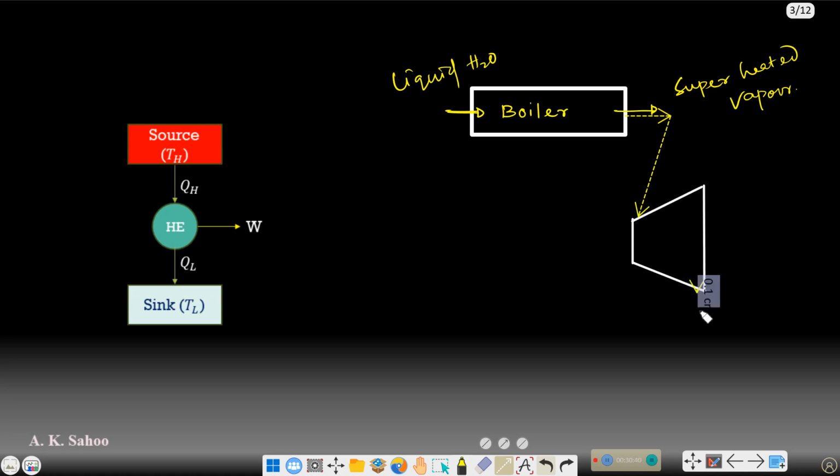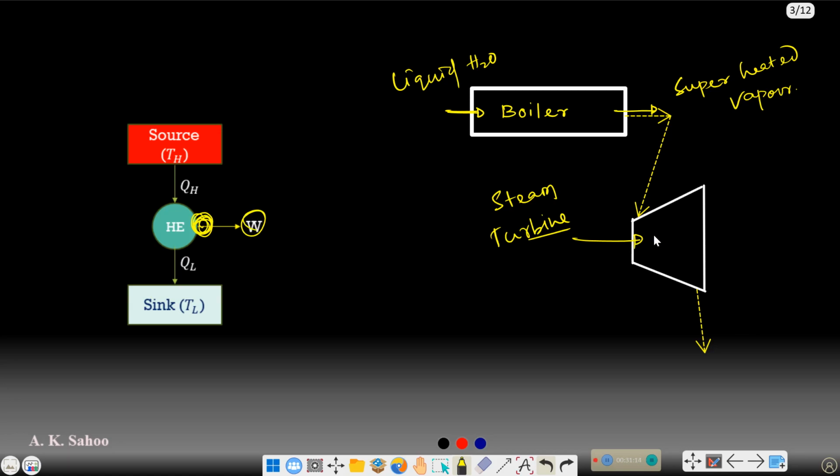And from this device we'll be getting something, right? So what is the name of this device? This is your turbine, and in this case we can say this is a steam turbine. So what is the function of a turbine? It will be producing mechanical work. I have already told you that there will be some device which will be producing work.